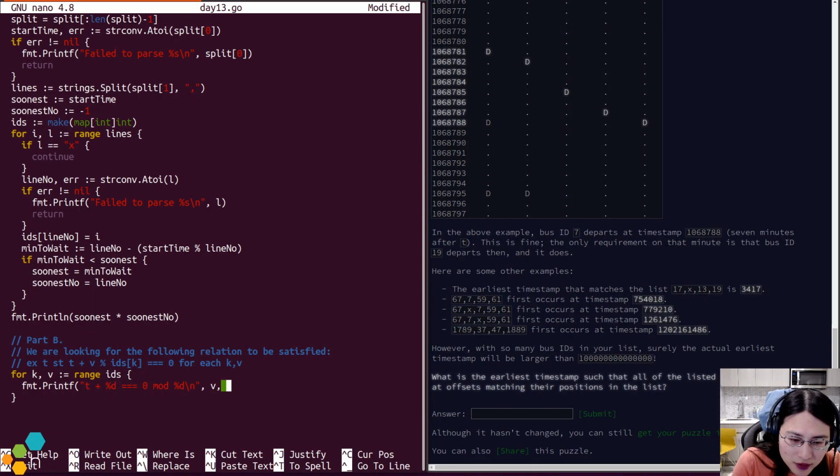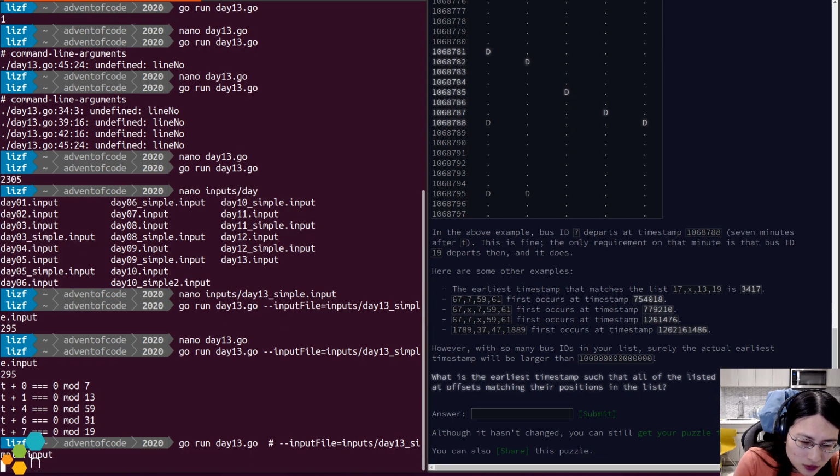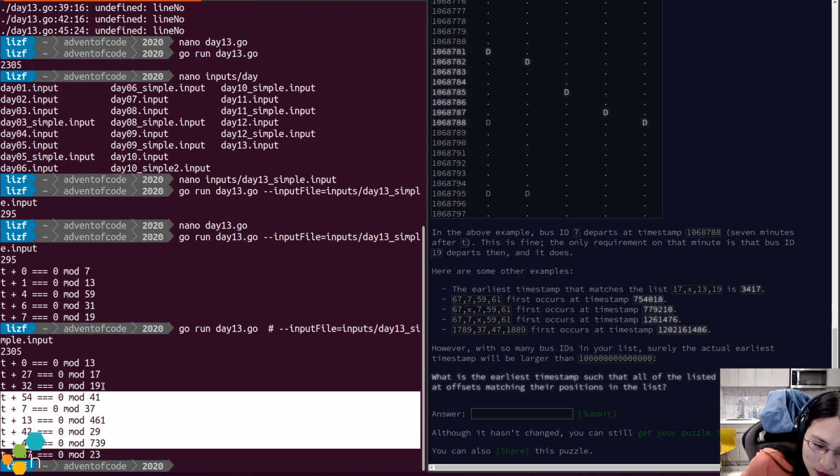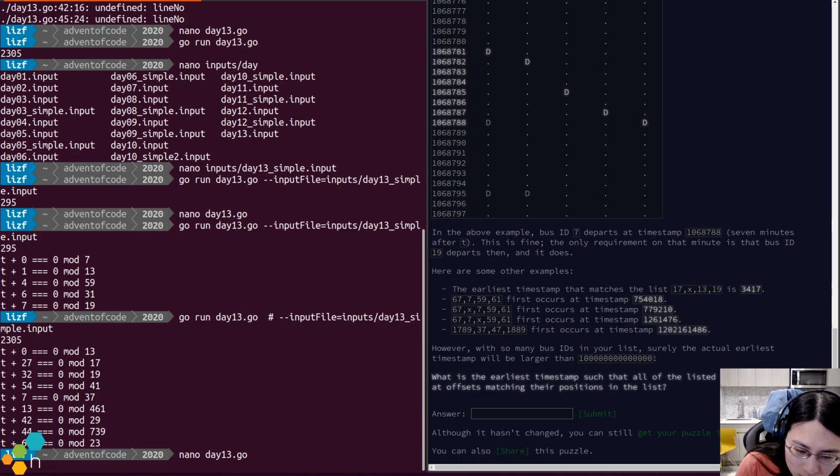All right, so the K. Let's just run this real fast. So for instance, that's the simple input. Those are our constraints here that we need to solve for. All right. So now, additionally, do we know that all of these are prime? Let me just take a look at this. 739 is prime, I think. 460... all of these look like they're prime, which also helps.